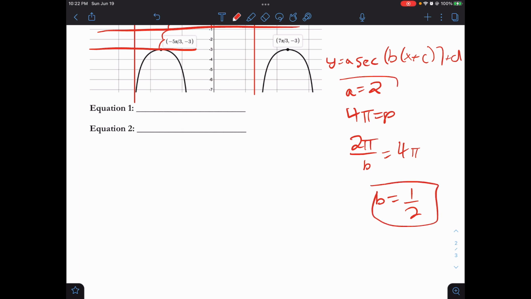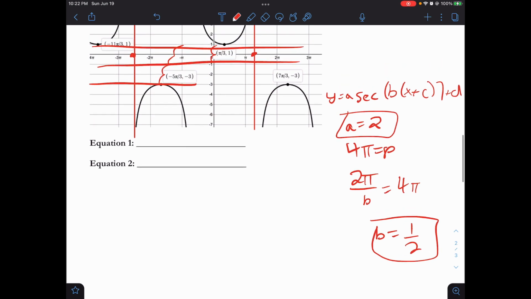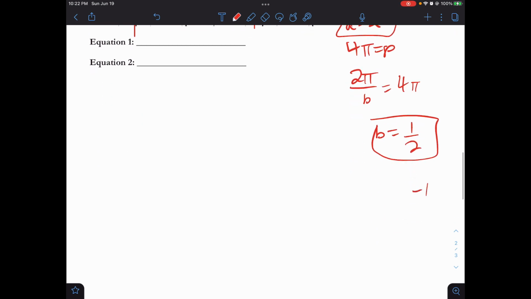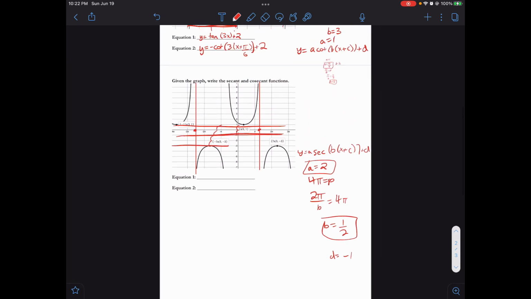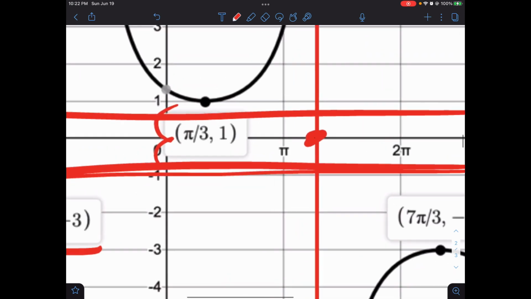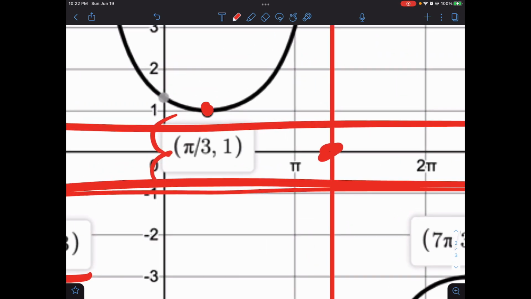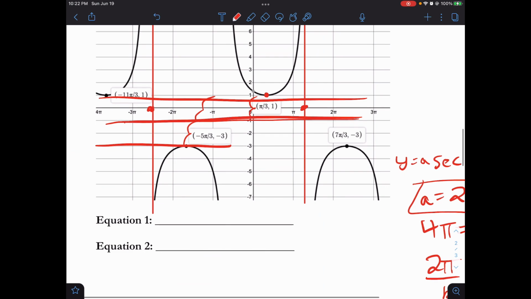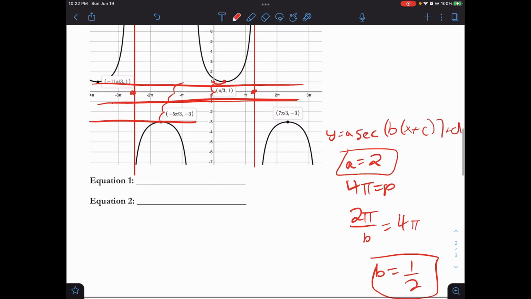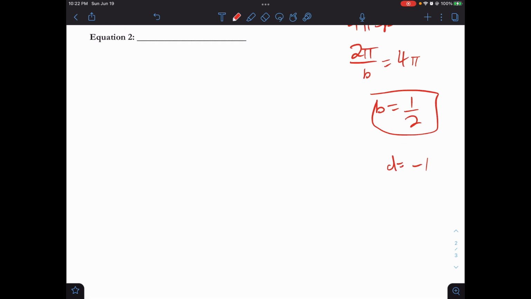We have b, we have a. Now to figure out our d, we just look at our midline, which is at -1. D is equal to -1. Now, we do have a phase shift, but in this case it is easy because this point right here, in the parent function, lies right here, meaning the graph has moved to the right pi over 3, meaning c is equal to pi over 3, and we have our graph.